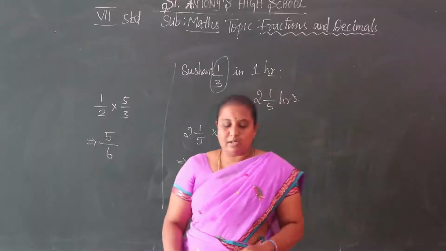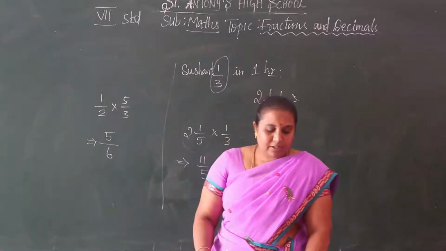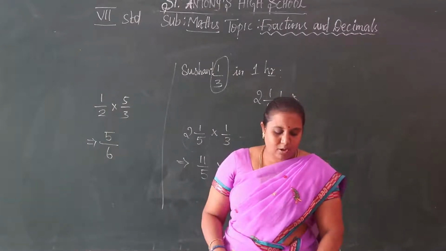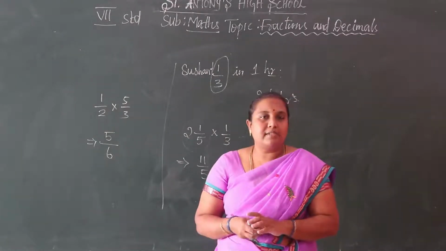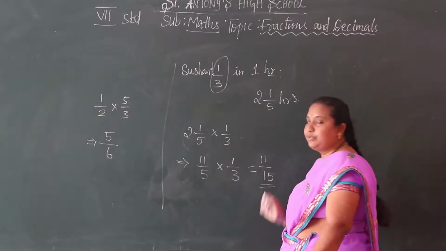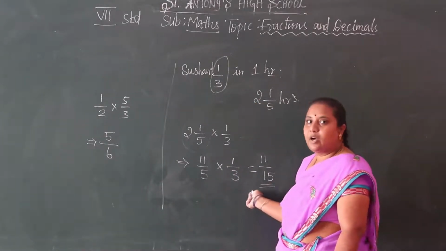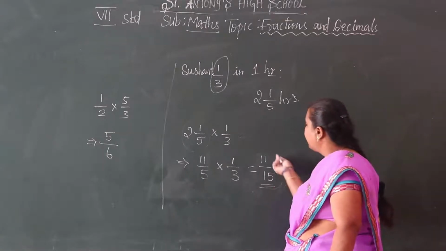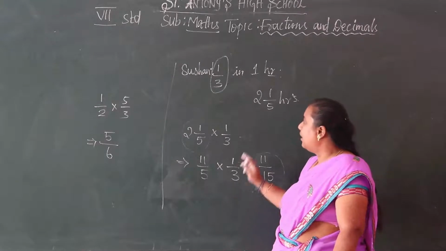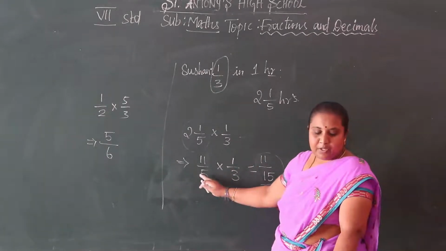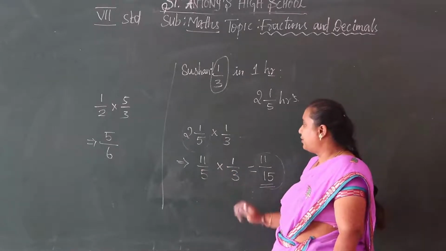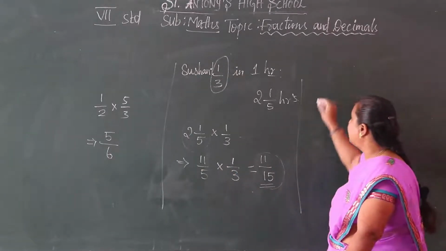Understood, children? After this you have the value of the products. What is the value of the products? How can you say? Here you have a solution, that is a product. While we are multiplying proper fractions, see, you have a proper fraction like this.